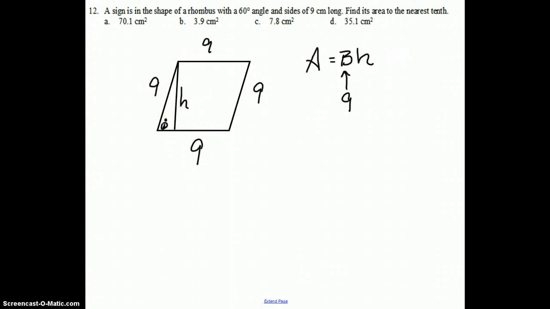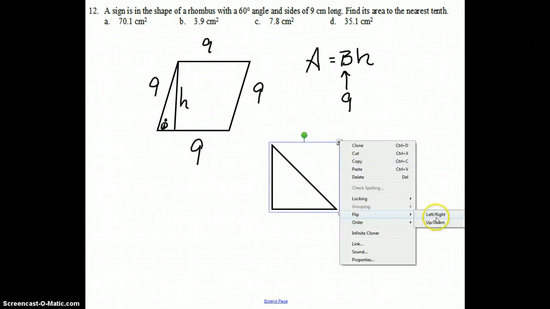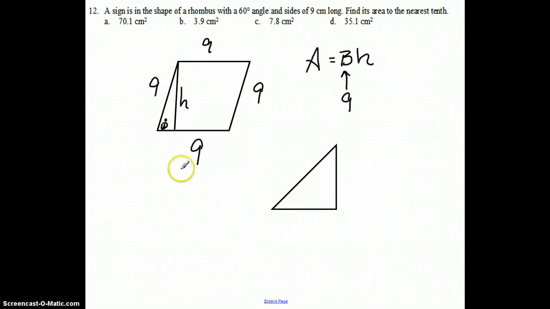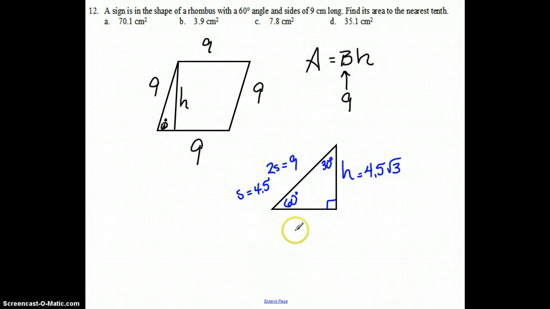So I'm going to pull this triangle off for just a second in hopes of making some sense out of this triangle that we have. Let me flip this. Okay, so here's my triangle. This is 60. This is 30. This is 9. And this is my h that I'm trying to find. Now, just as a reminder, in a 30, 60, 90 triangle, this side over here stands for 2s, which means that s basically has to be 4.5. Which means that this side right here where the h is at, that's going to have to be 4.5 square root of 3, following that basic outline of the 30, 60, 90 triangle.